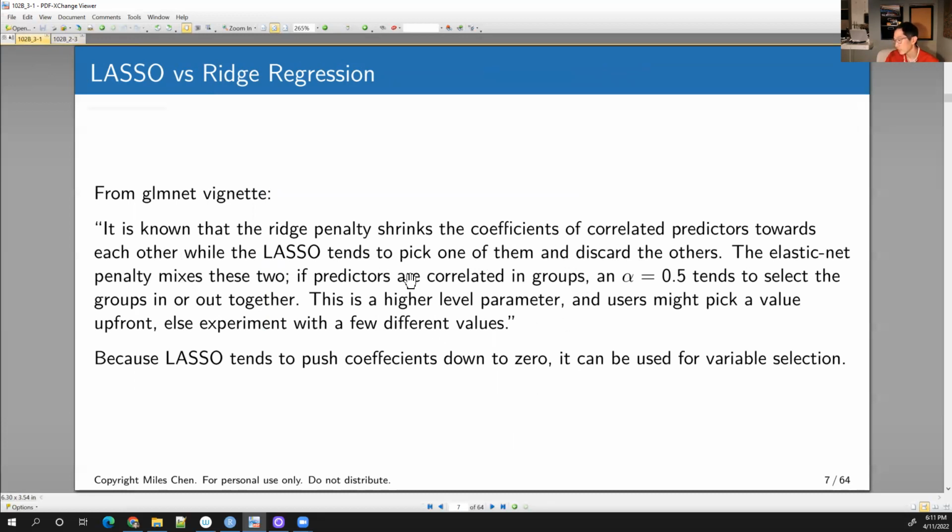All right, and then ElasticNet says if you've got predictors that are correlated in groups, then alpha tends to select the groups in or out together. And it just says you can pick a value up front, or you can do it via trial and error. You can experiment and see. Because the LASSO does tend to push coefficients down to 0, it can be used as a way for variable selection.